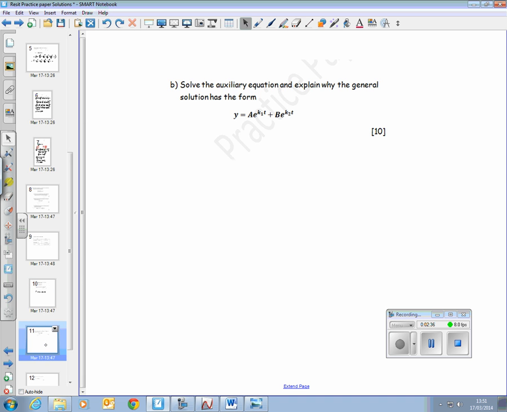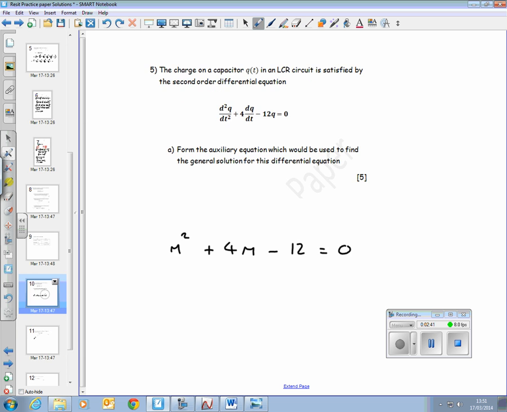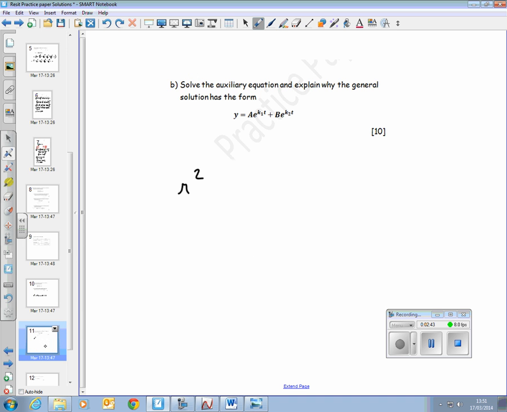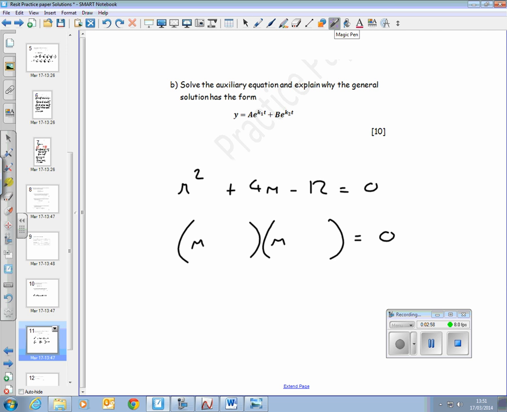So we know that m squared plus 4m minus 12 equals 0. Factorize. We think of two numbers, remember, that add together to give one of these values and multiply together to give the other of these values. And remember which is which and how to do it. Pause and have a go.